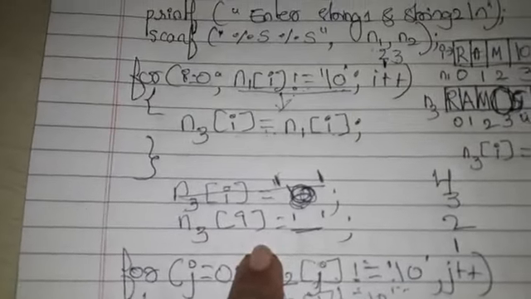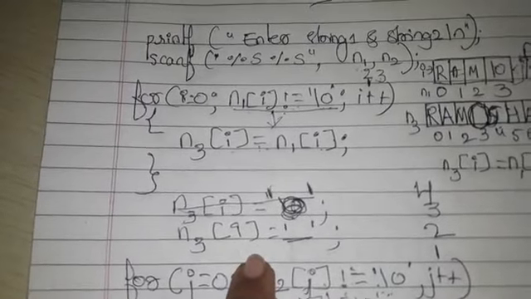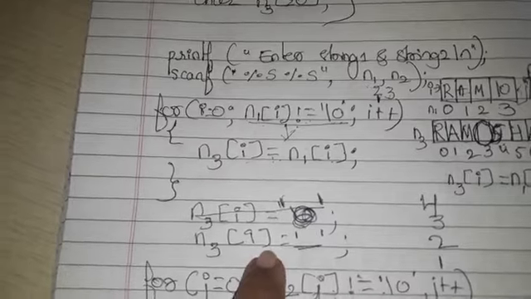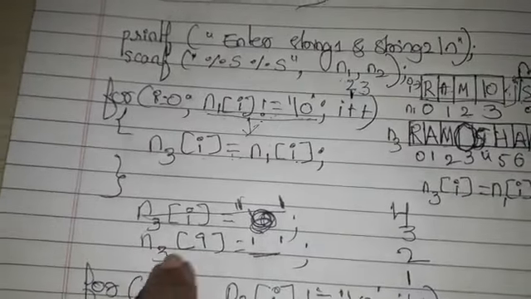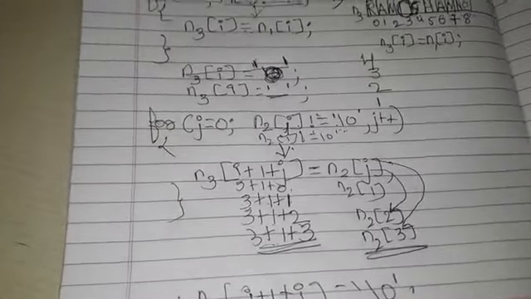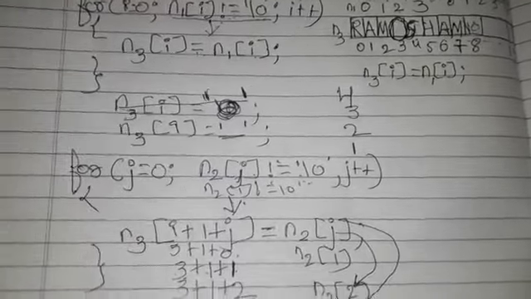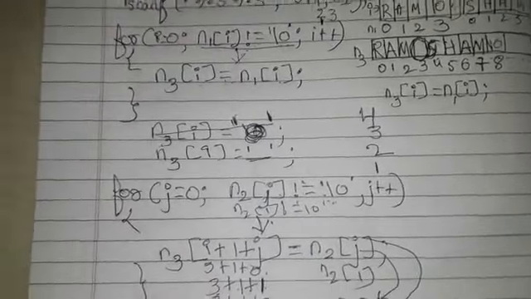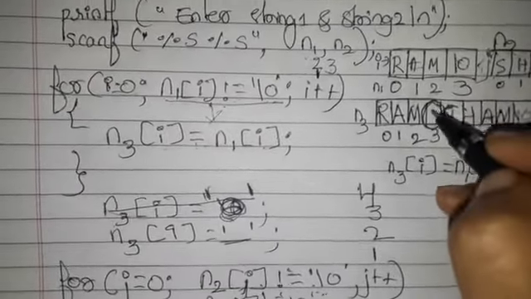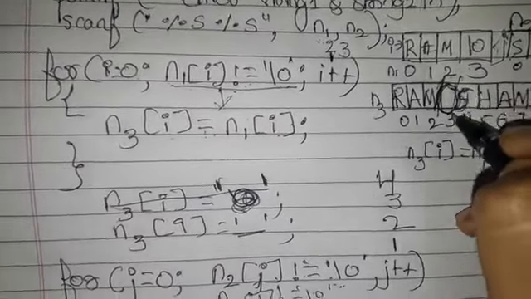All of you try to understand here. I want to give a space after Ram. That is, N3 of 3 should be a space. That's why here I have taken N3 of 3. The present value of i is 3. N3 of 3 is a space here. Next, the job completes till this. Till this, successfully I took the values of N1 to N3, and I left a space.